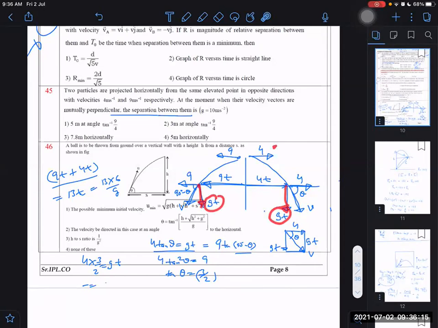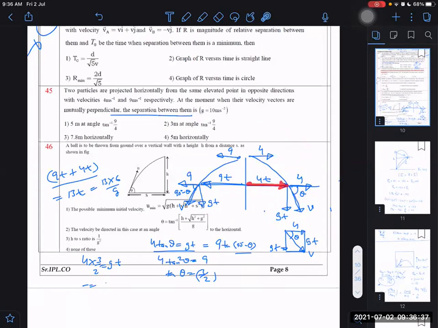Why? Because initial vertical velocity is 0. Then I can say v is equal to just at, and a is nothing but minus g. So it will be minus gt, but minus is just indicating the direction. So magnitude wise it is gt downwards, and here also gt downwards. If you know this, you can get the answer. It will not take much time.